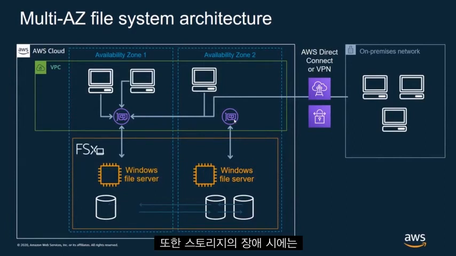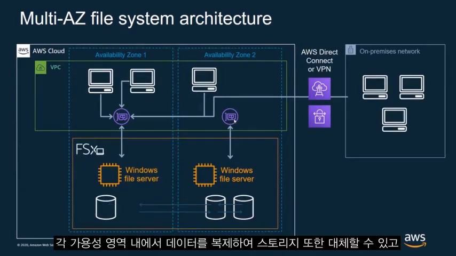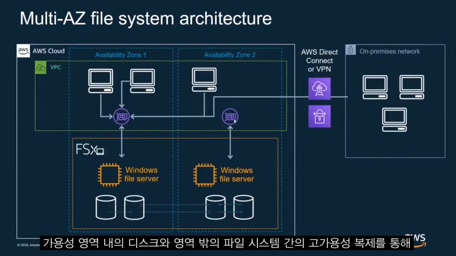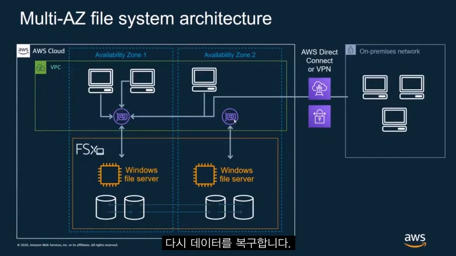Also, within each availability zone, we replicate the data so that if there's a failure on the storage, we'll replace the storage as well, and then reestablish that high availability replication between those file systems, between the disk in the availability zone and also across availability zones.